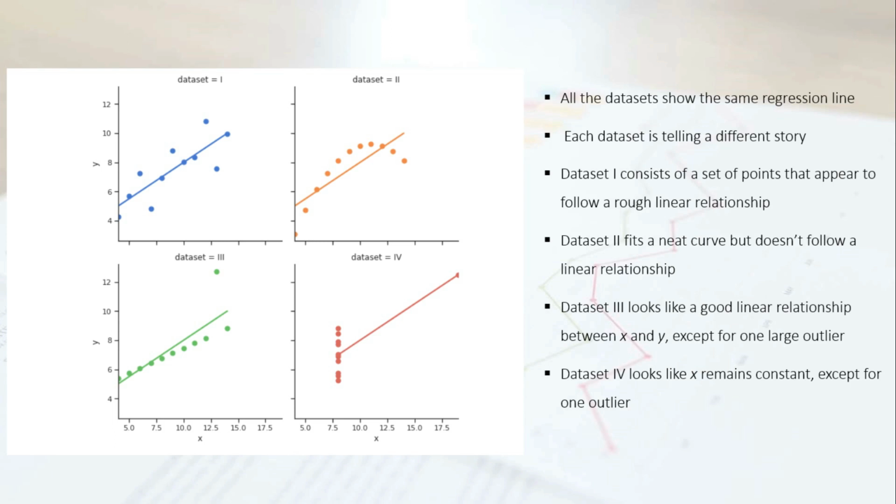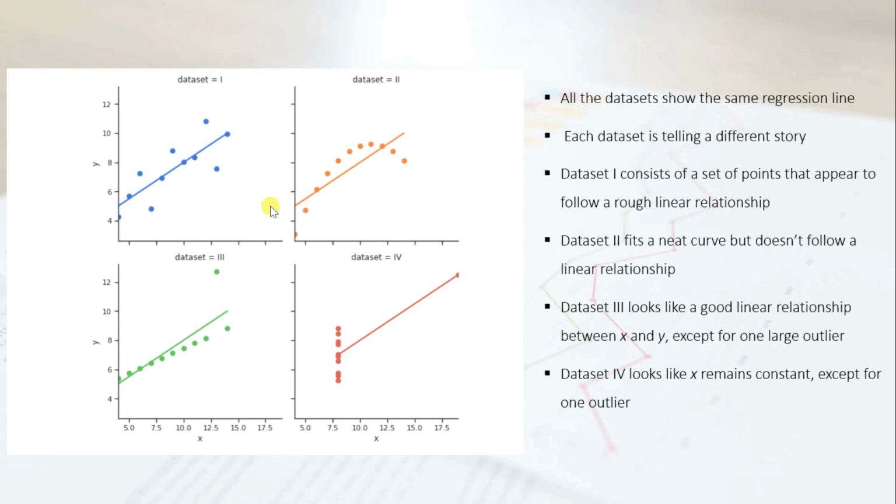All the datasets show the same regression line. The straight line in each of the datasets is the regression line. But each dataset is telling a different story. When visualized, each dataset is telling us something different. It does not show the same relationship between X and Y.